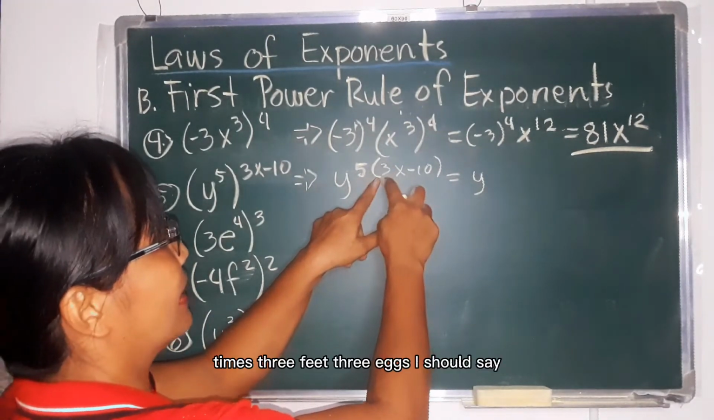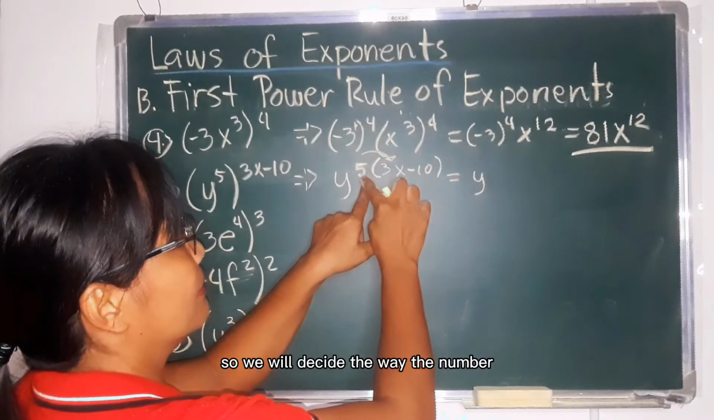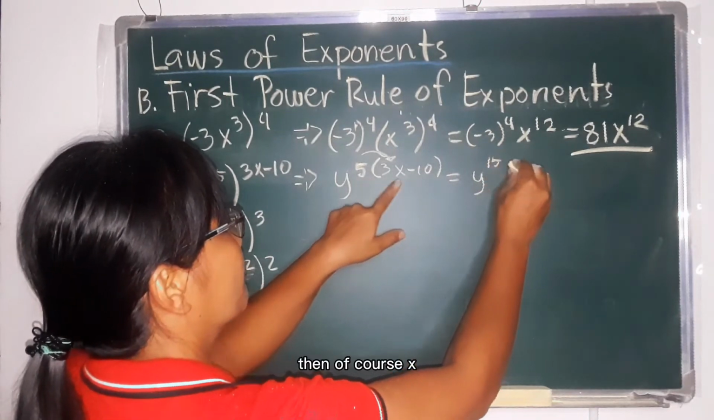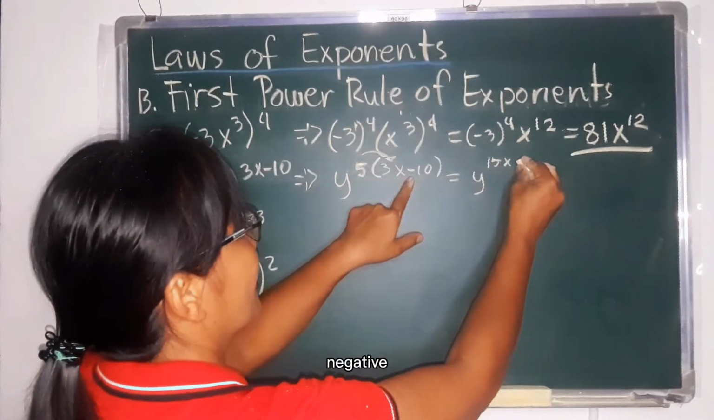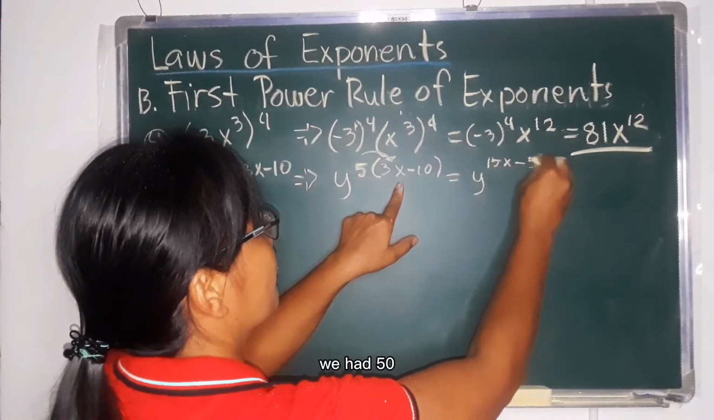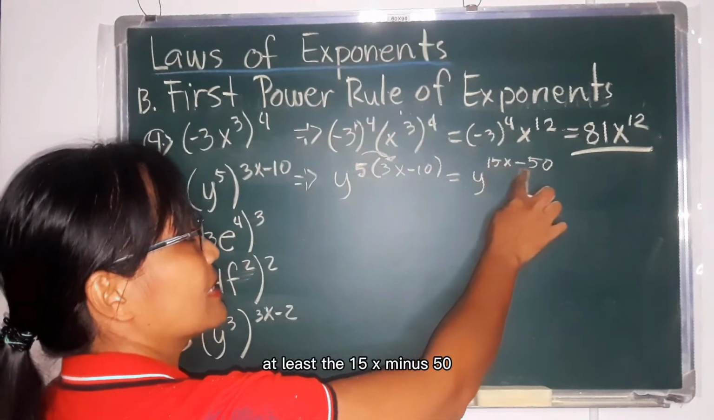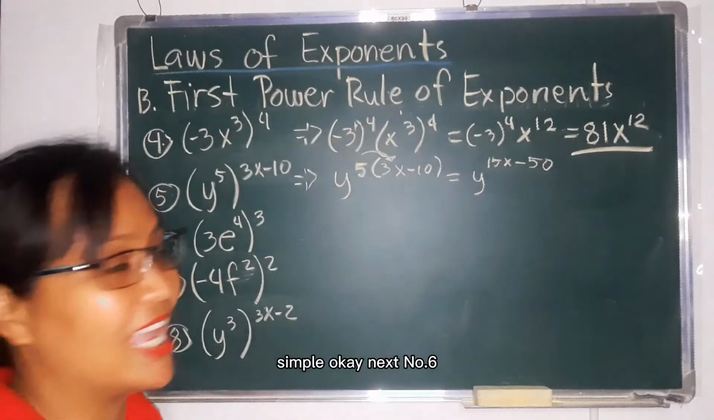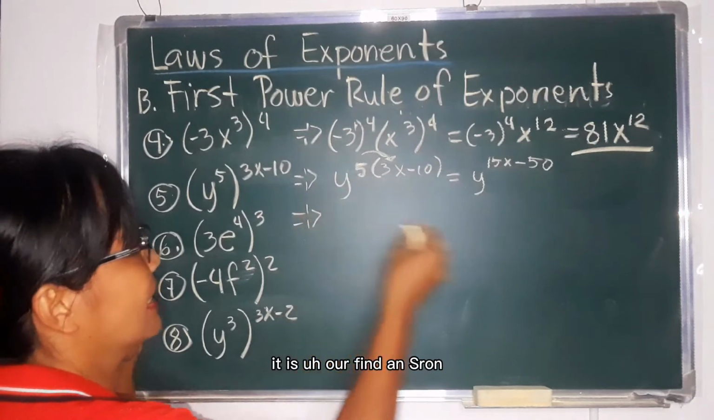So, that is the distributive property. 5 times 3x, I should say. We will start with the number 5 times 3, 15. Then, of course, x. Next, positive times negative, negative. 5 times 10, we have 50. So, our final answer is y raised to 15x minus 50. Simple. Okay? Next, number 6. That is our final answer already.